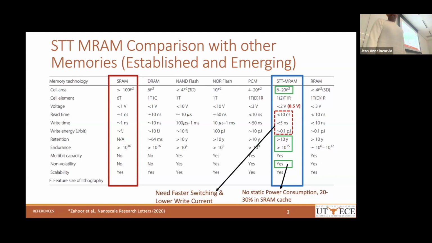And this happens because of the trade-off between the switching current and the speed of switching. Okay, we'll go more into that. So the takeaway is we need to lower the switching current as well as increase the speed to really compete with the cache memories.